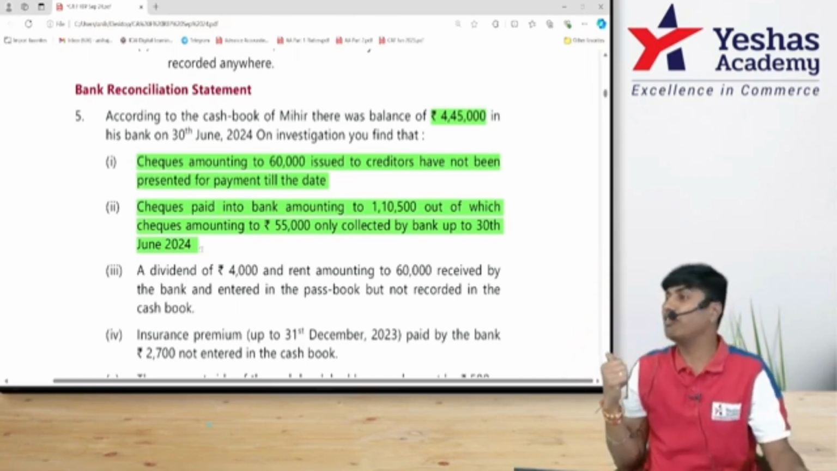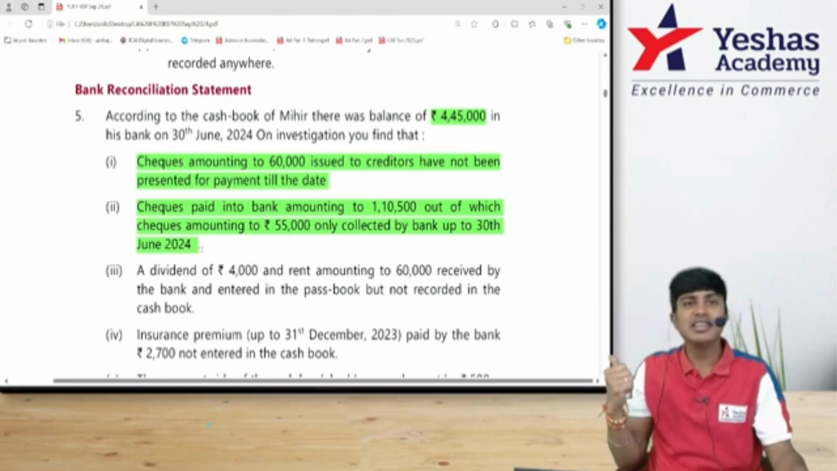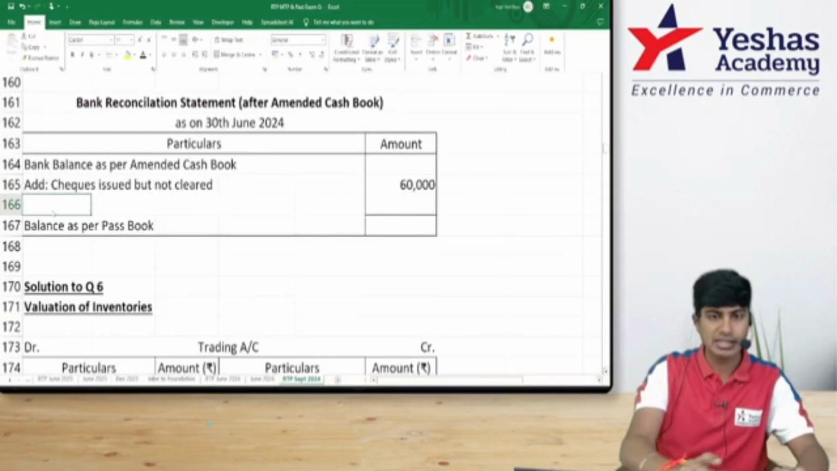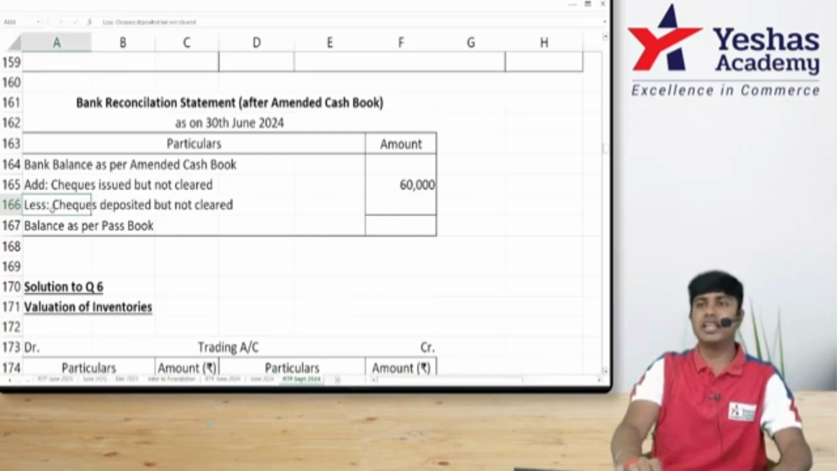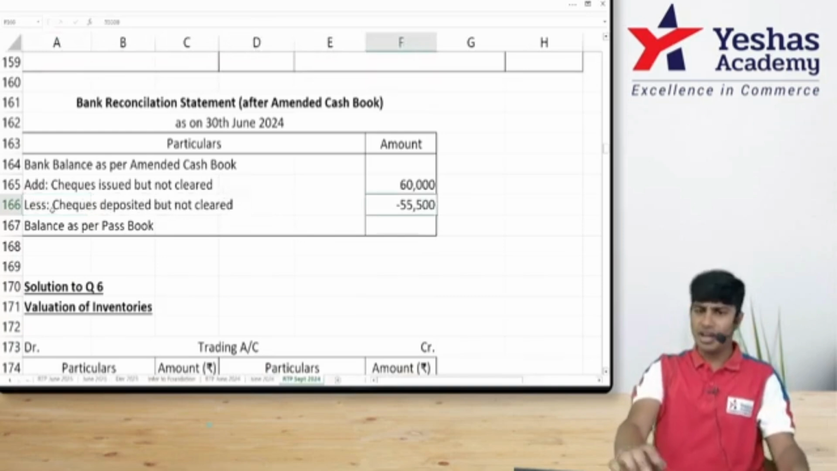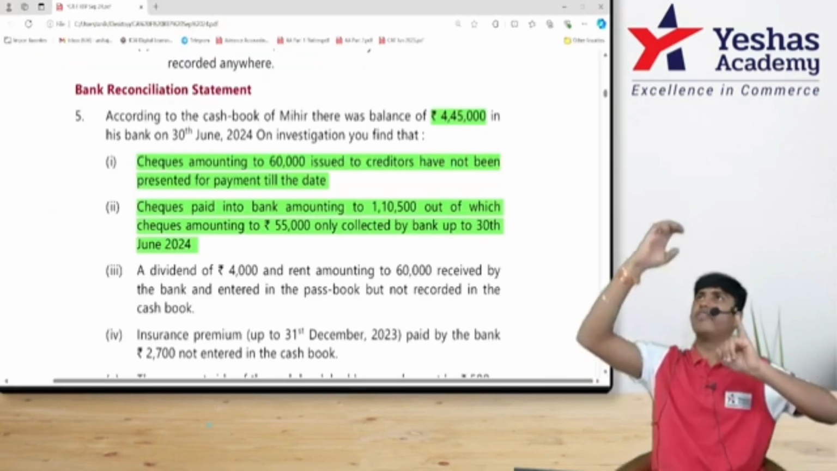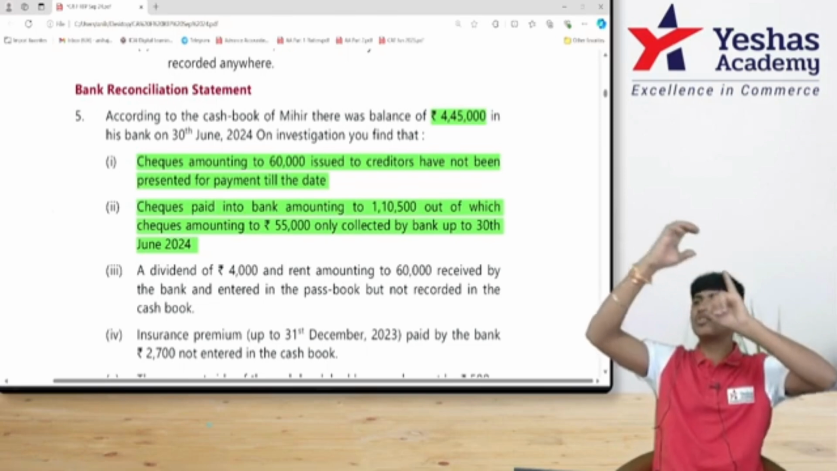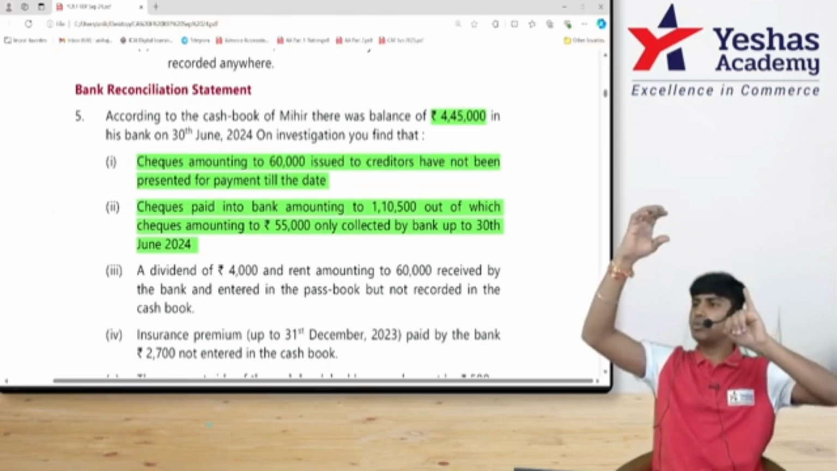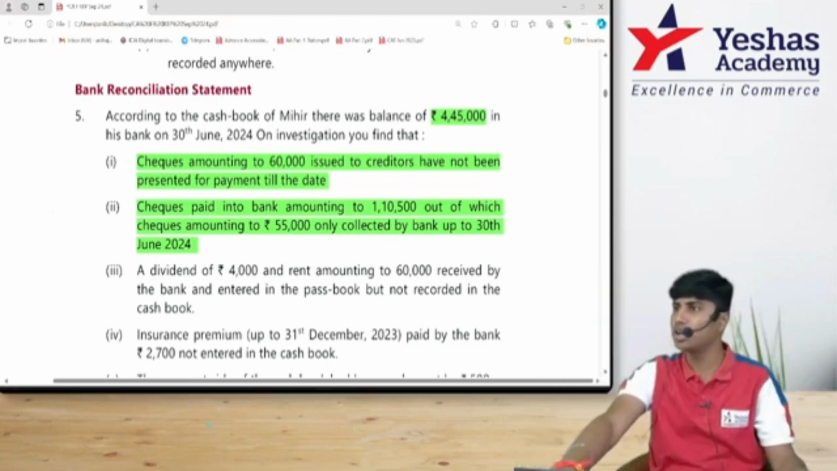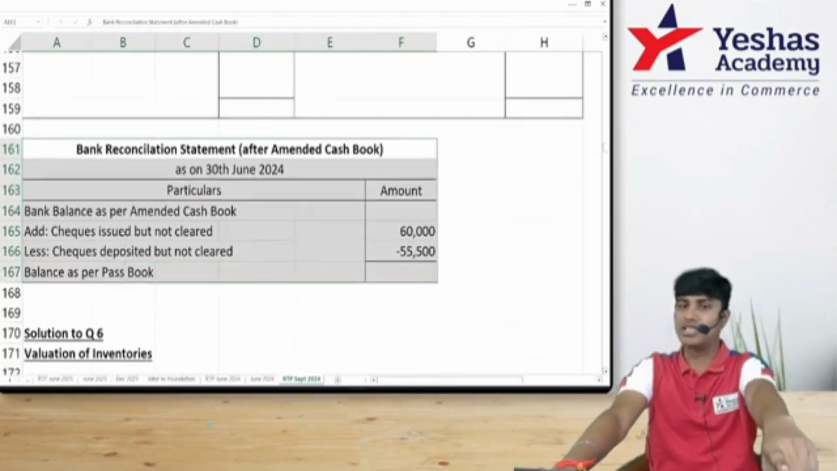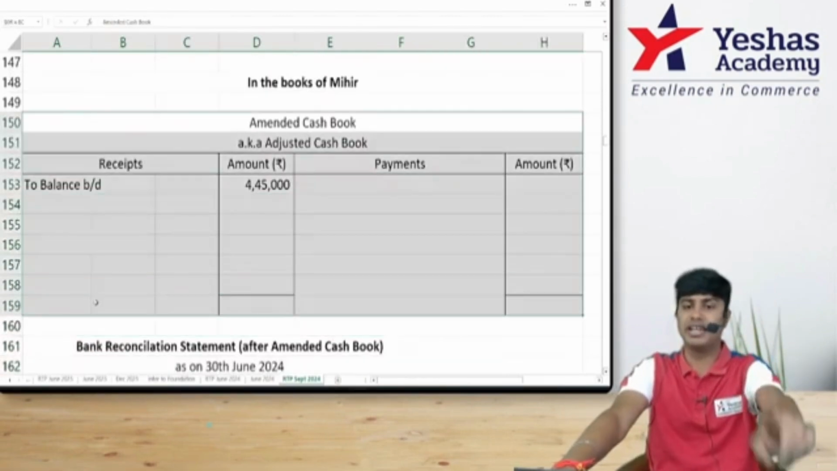This is a timing difference. Very good. So, I would write here less: check deposited but not cleared, 55,500. Another way of seeing it: I've deposited 1,10,500, cleared is only 55,000, difference is 55,500. Cash book has to be reduced by 55,500. Understood? I'll repeat once again. Timing differences appear in PRS. Non-timing differences appear in amended cash book.